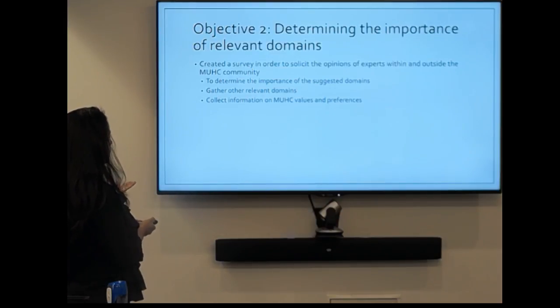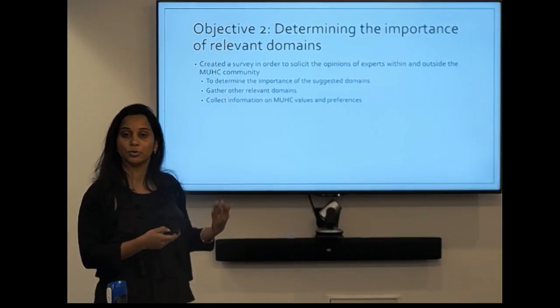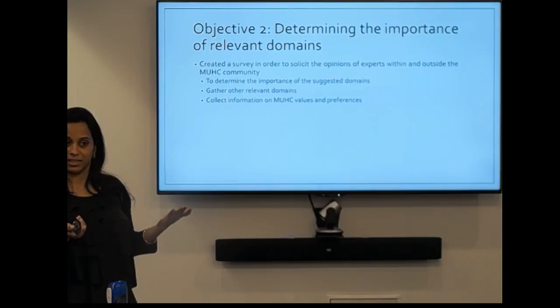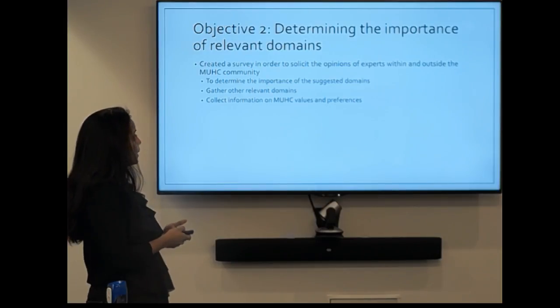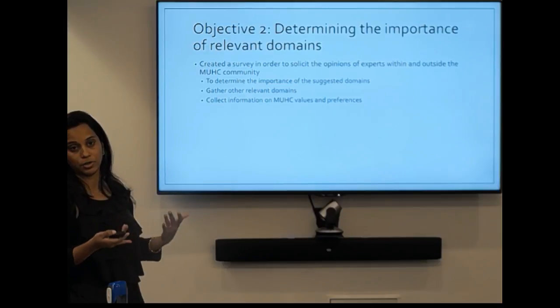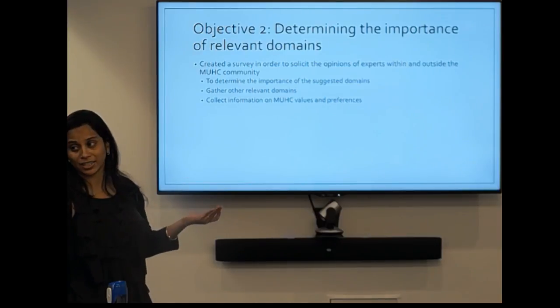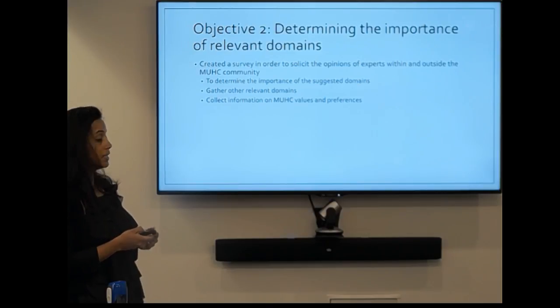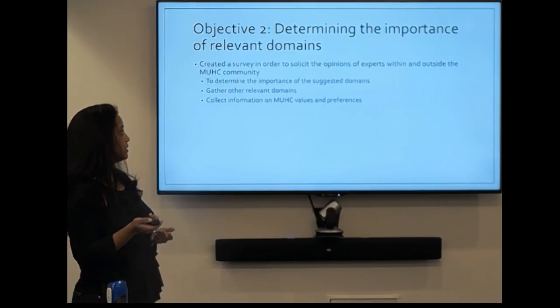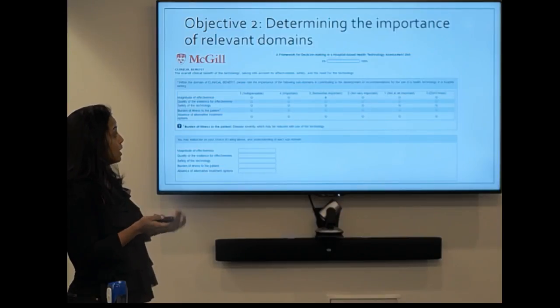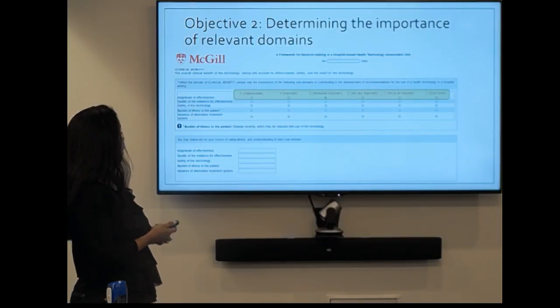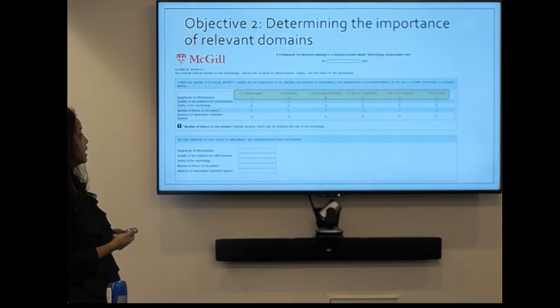So once we identified this list, we decided we wanted to find out how important the expert community considers these factors. And so we conducted a survey using members not just of our community, but also outside of it. The idea was to determine the importance of these domains, to also solicit any other factors that we may have missed, and also collect information on the MUHC values and preferences. In the survey, we asked each respondent to rate the importance of each criterion on a 5-point Likert scale, going all the way from not at all important to being indispensable to the decision-making process.